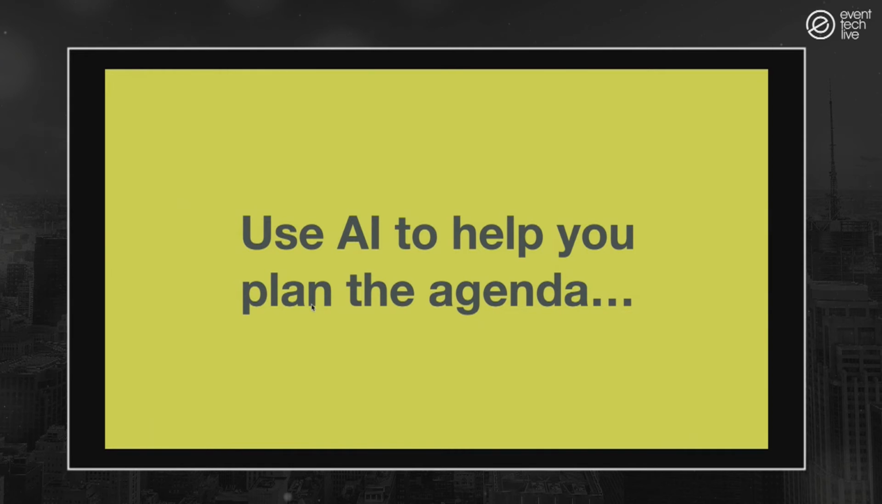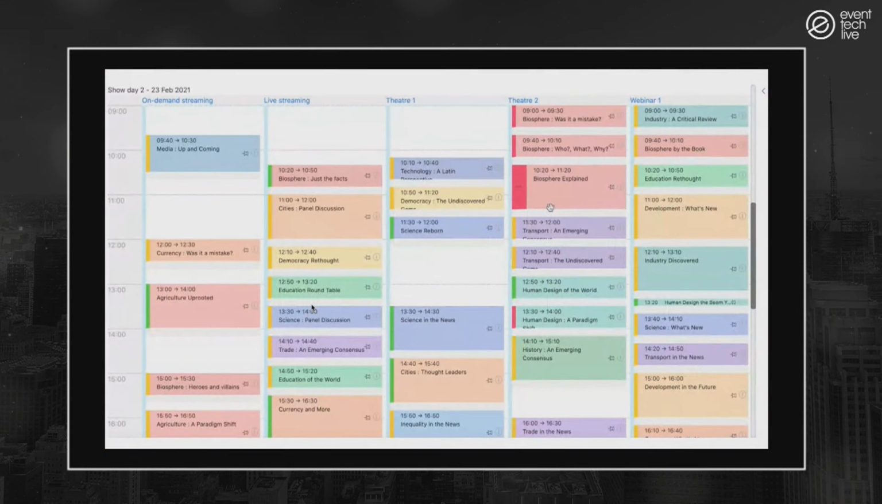So the next step is using AI to plan the agenda. What does that look like? So this is the agenda planning screen, or like a zoomed in view of it. Each column is a location or a stage. Times down the side. The colored blocks are the sessions, and the colors within them relates to the track for that session. This isn't the EventTech Live agenda here. This is just an example event.